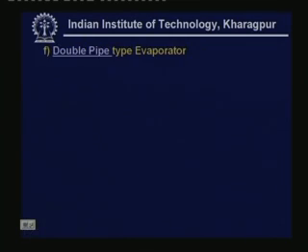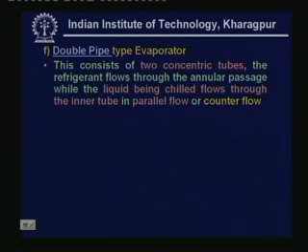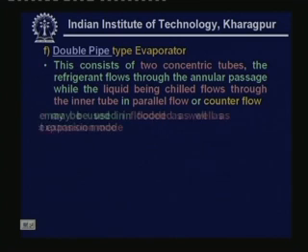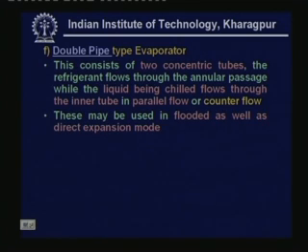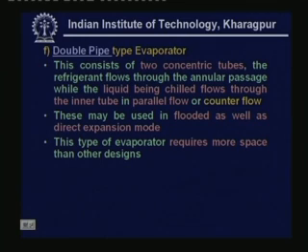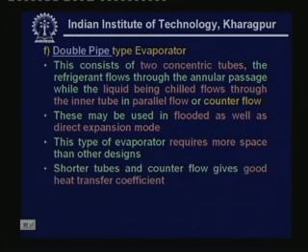Now let us look at double pipe type evaporator. As the name implies, this is almost similar in construction to the double pipe type condenser. Again, this consists of two concentric tubes. The refrigerant flows through the annular passage, while the liquid being chilled flows through the inner tube in parallel flow or counter flow. These may be used in flooded as well as direct expansion mode. This type of evaporator requires more space than other designs.